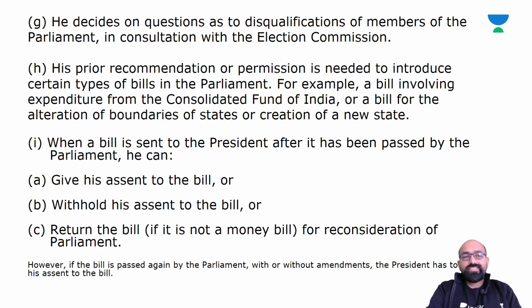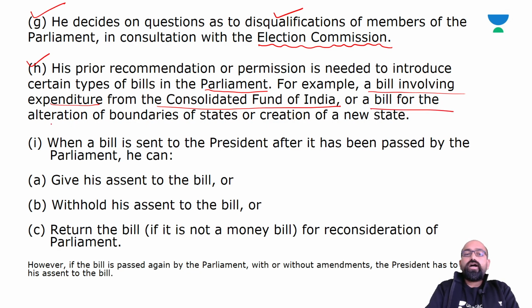Now, next legislative part: he decides on questions as to disqualifications of members of the parliament in consultation with the Election Commission. Yes, and then his prior recommendation or permission is needed to introduce certain types of bills in the parliament. For example, a bill involving expenditure from the Consolidated Fund of India or a bill for the alteration of boundaries of states or creation of a new state.